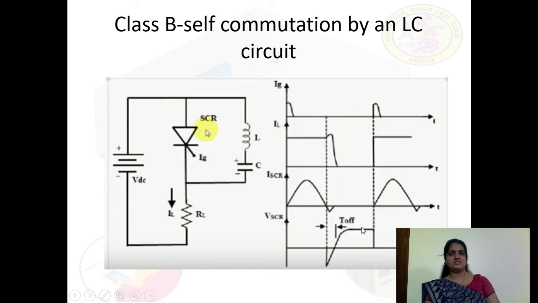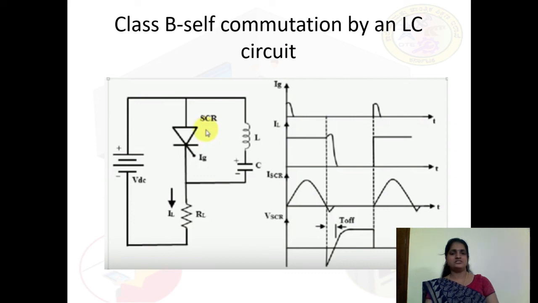That is the class B self-commutation turn off technique. These graphs give the information about the gate current, the load current, the SCR current, and the voltage of the SCR under this turn off technique using self-commutation by an LC circuit. This is the SCR connected with the supply, and here the load has been connected, and in parallel with the SCR there are the L and C, the inductance and the capacitance. This is about self-commutation by an LC circuit along with graphs.